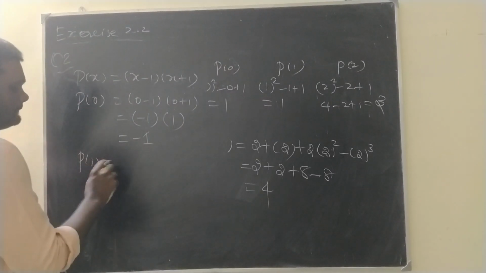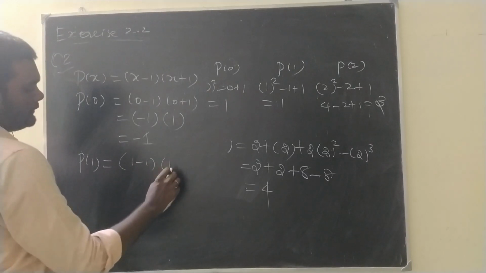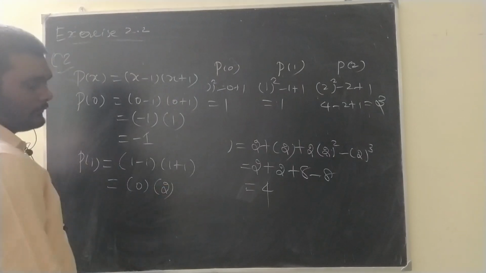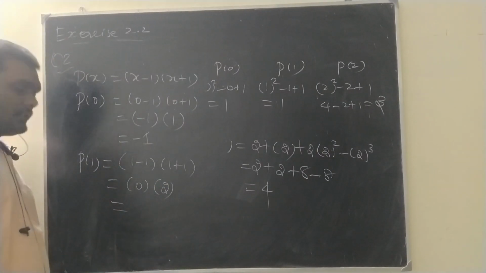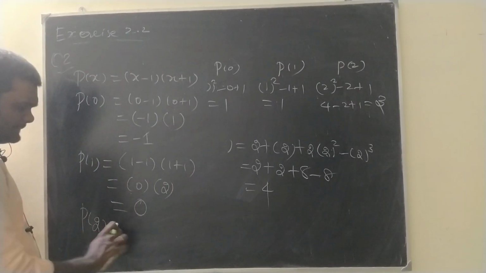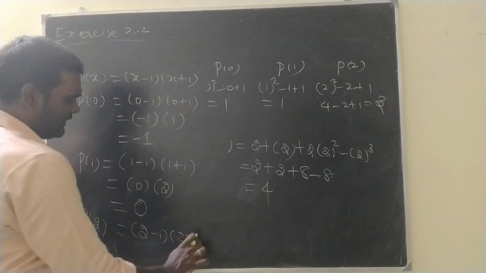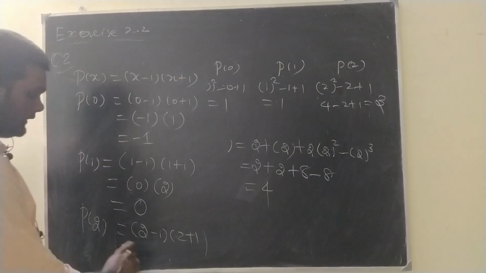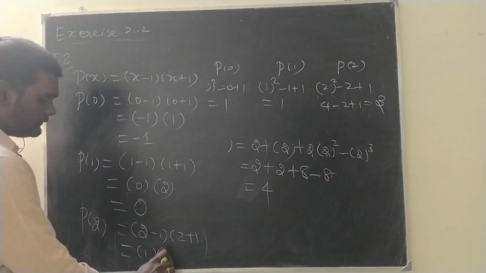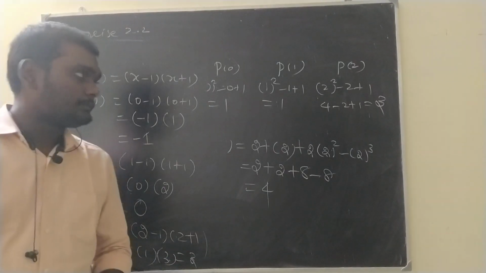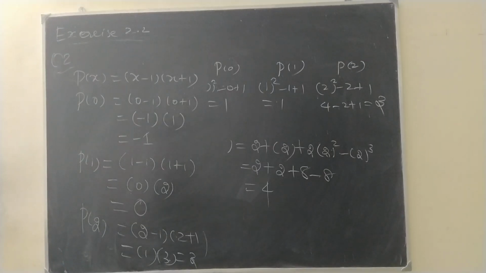Then P of 1 it is 1 minus 1 into 1 plus 1. So 1 minus 1 it is 0. 1 plus 1 it is 2. So the answer is 0 into 2, 0. Okay. Like P of 2 is what? 2 minus 1, it is 1, 3. Yes, sir. Finished.